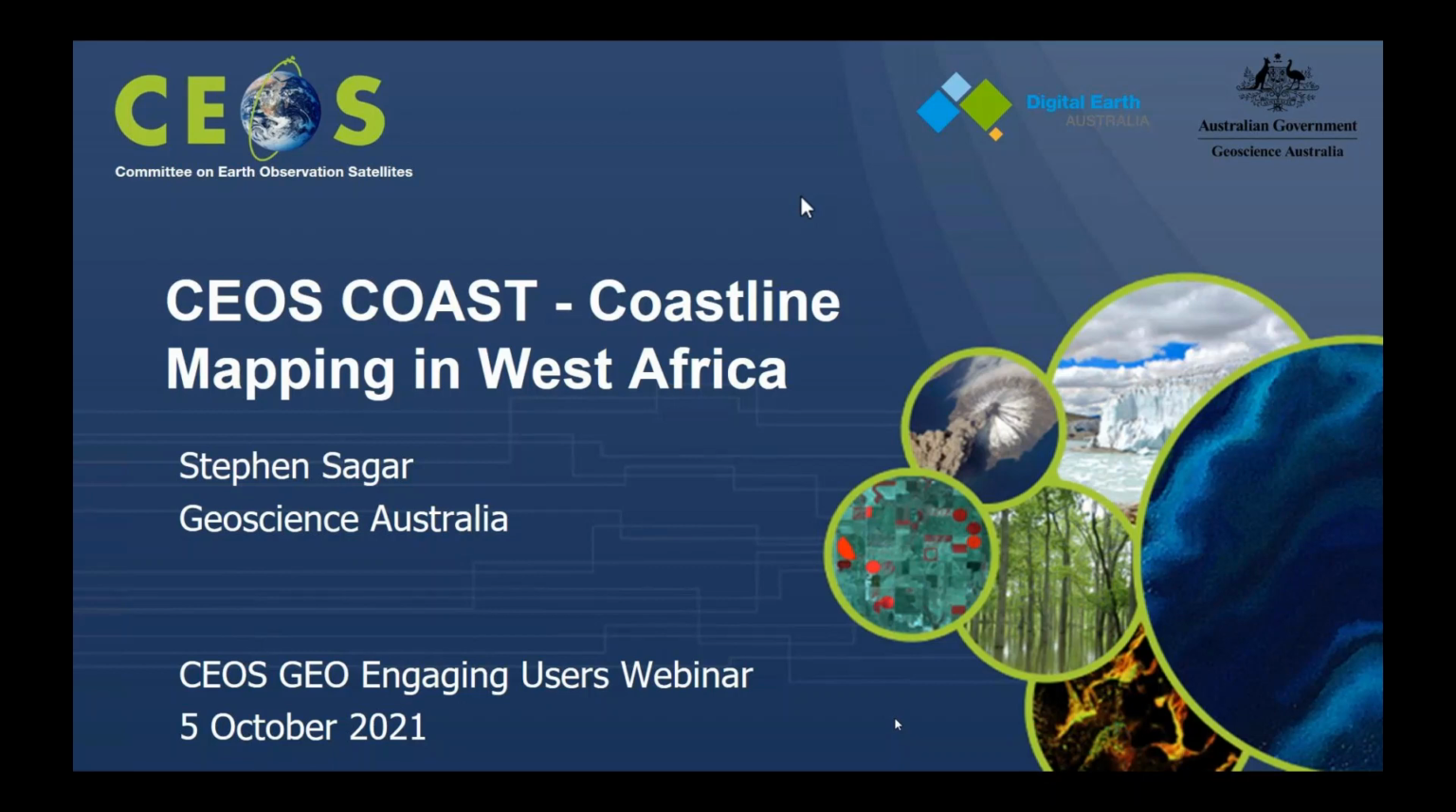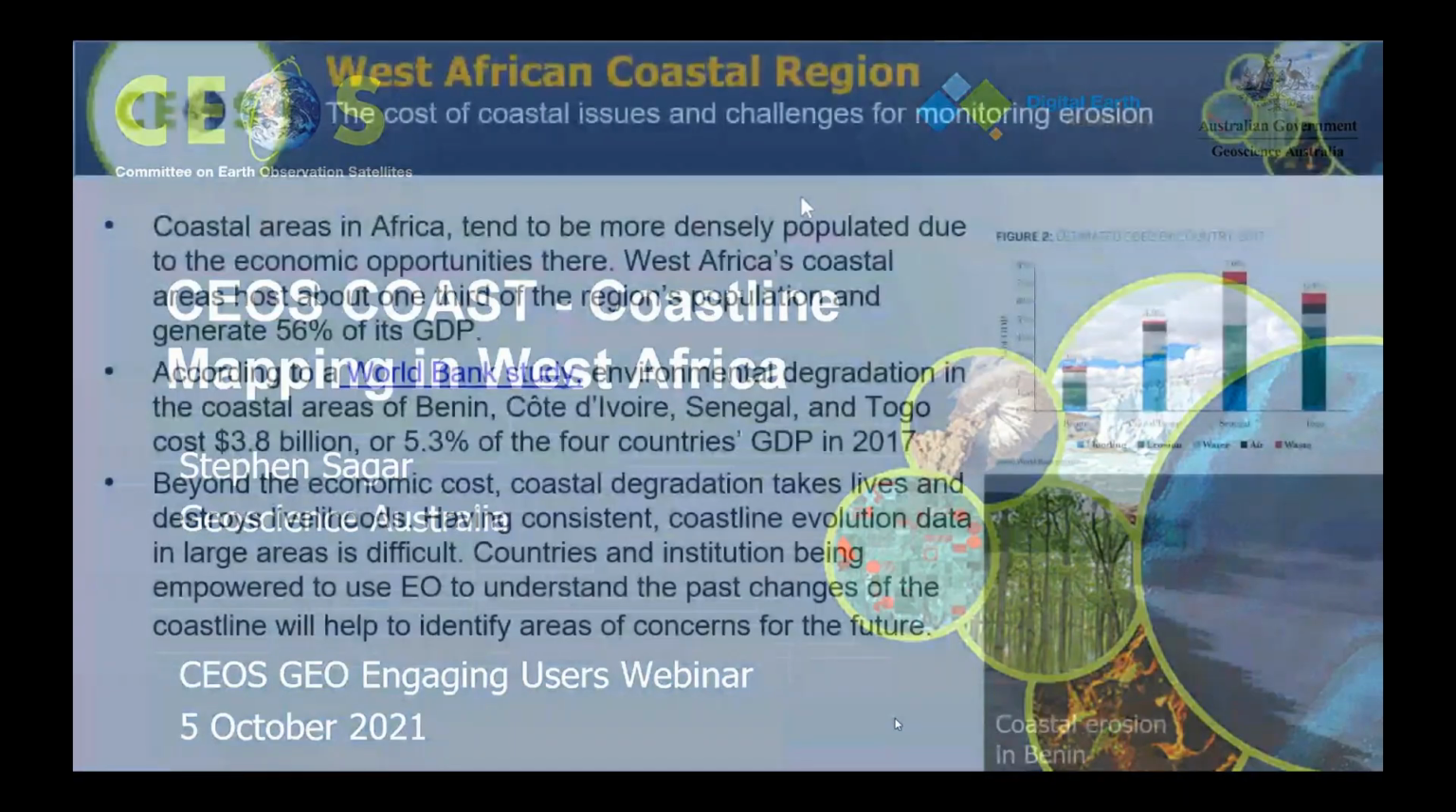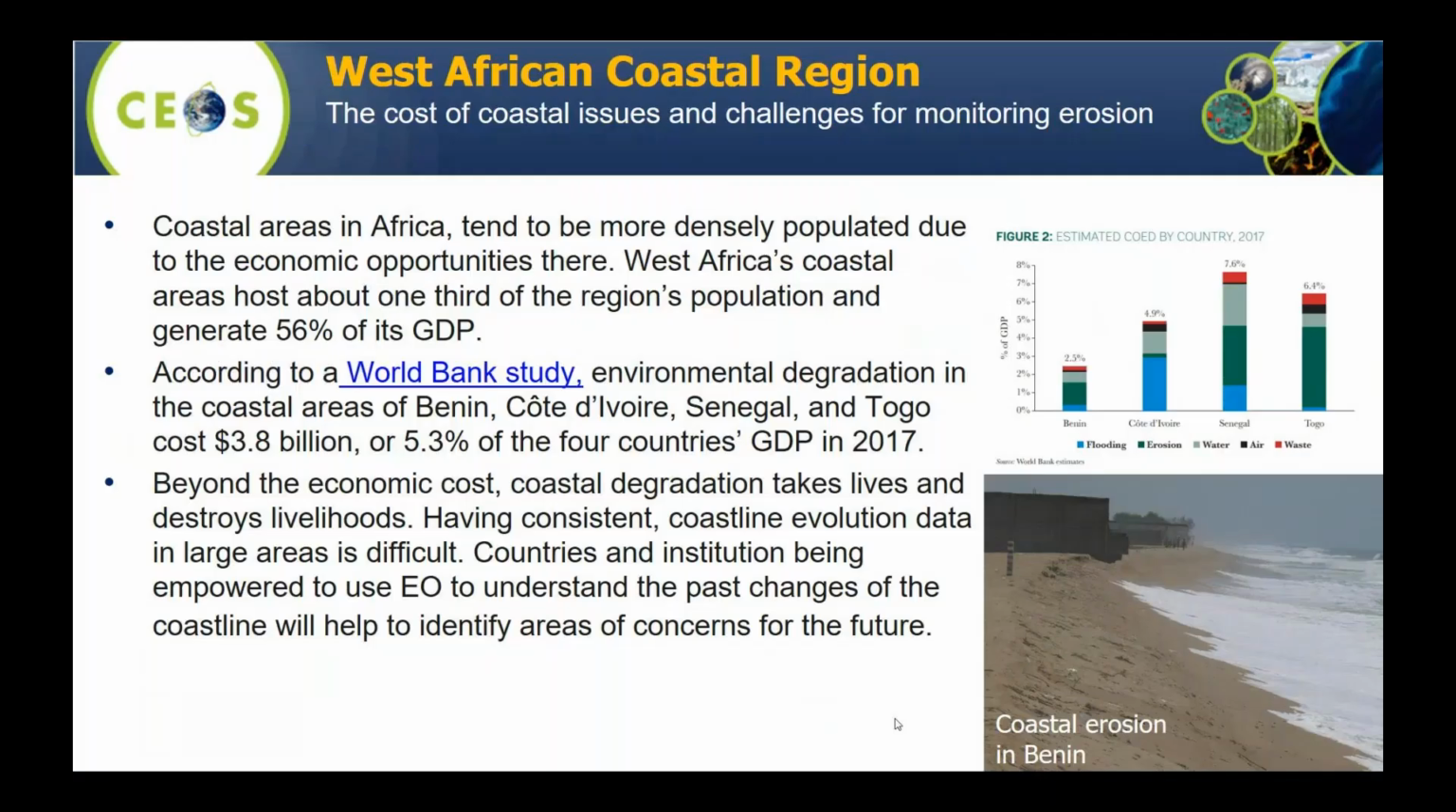So coastal areas in Africa, like many continents across the world, have a higher population density on the coastline, and especially in the Western African region, where there are economic opportunities based on infrastructure and the fishing industry. Many of these countries in this region actually have coastal erosion as one of the most costly and impactful environmental challenges.